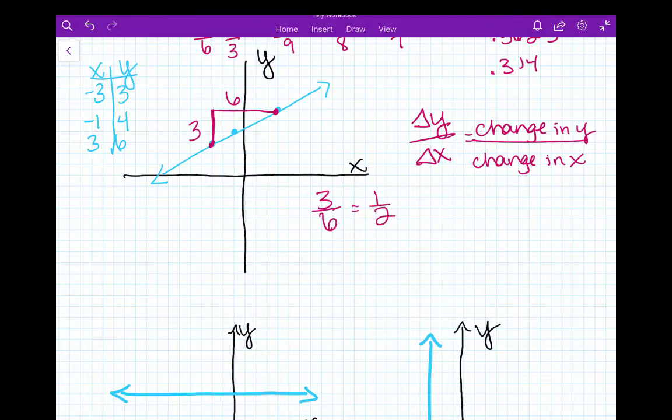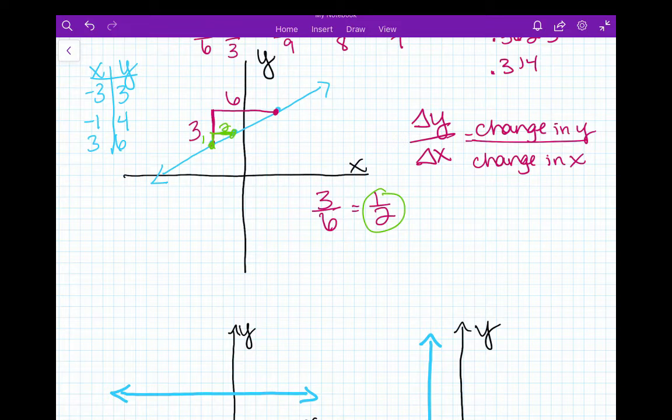Now watch this. If I go from this point to this point, I'm going up 1 over 2. Again, you can see that that matches the rate of change that I found between the first 2 points. So if it is a linear function, if it is a straight line, the rate of change, the slope, should be the same no matter what 2 points you pick.